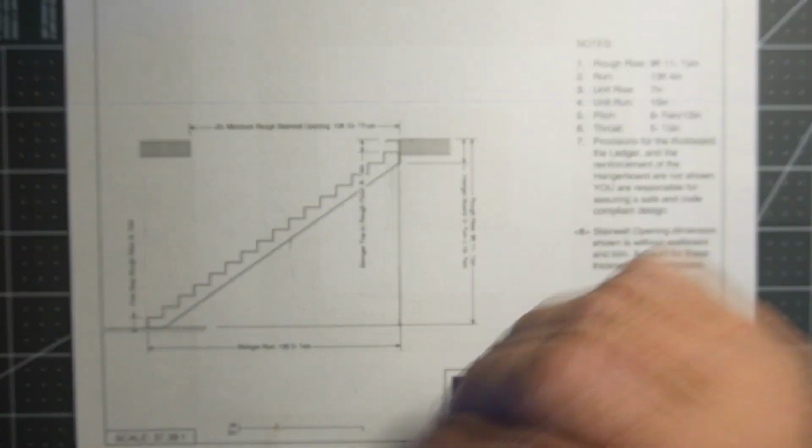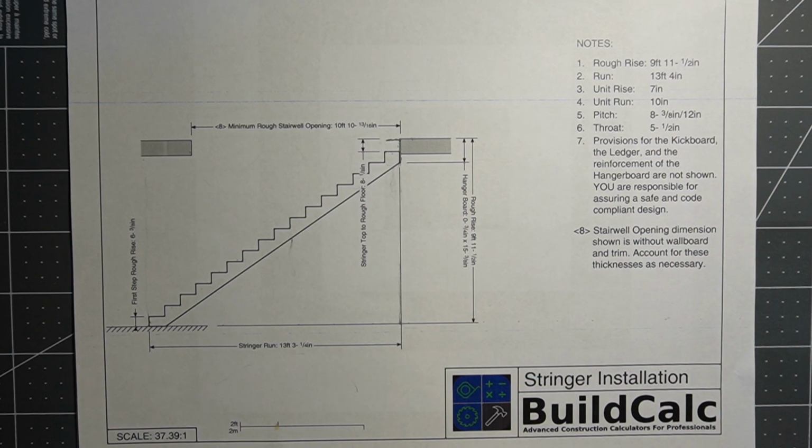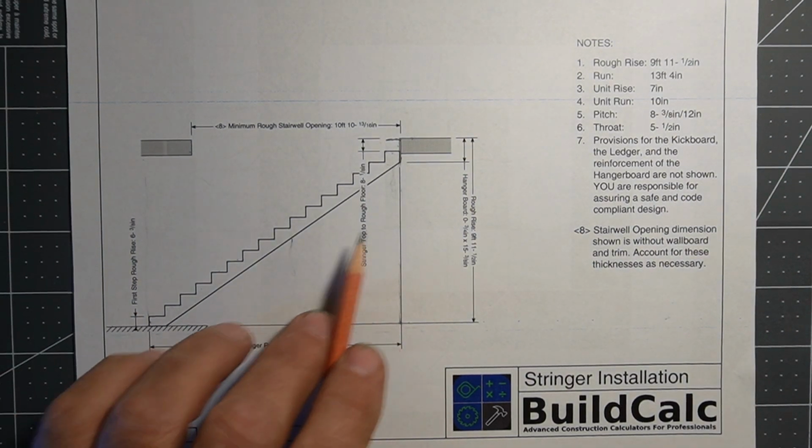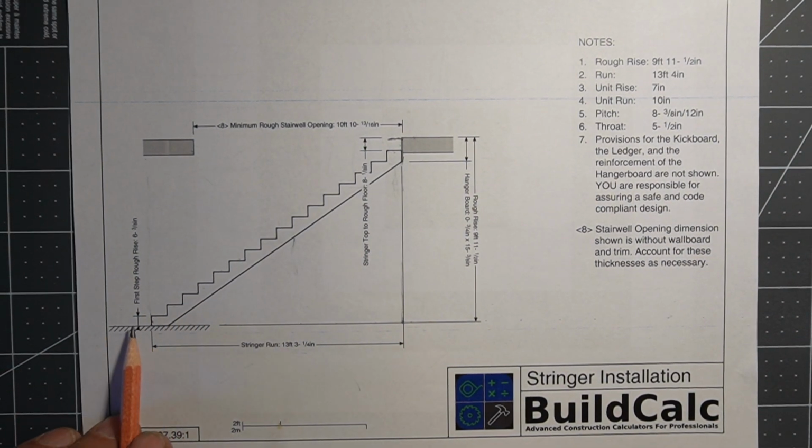Now there's an advantage and a disadvantage for that. The disadvantage is that it's going to move this whole stairway this direction one more step. You might not have room to do that.